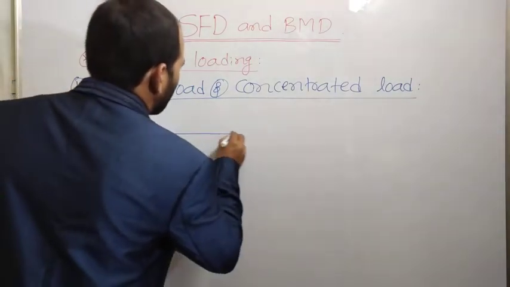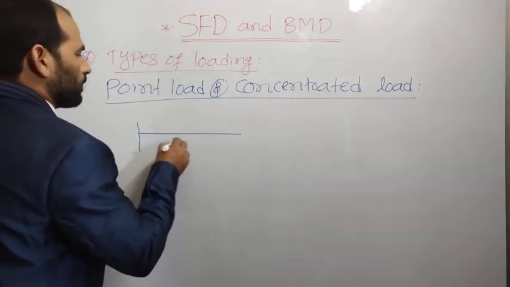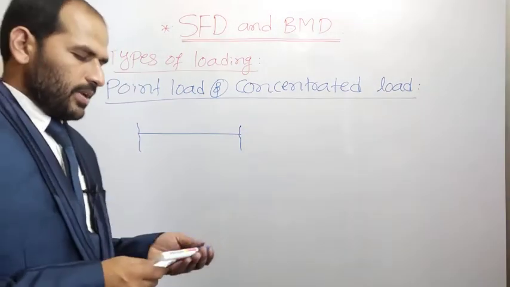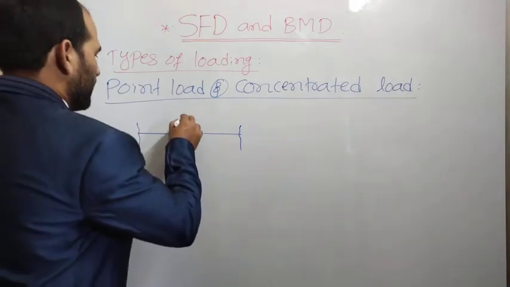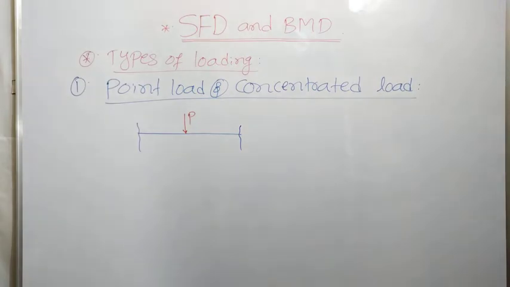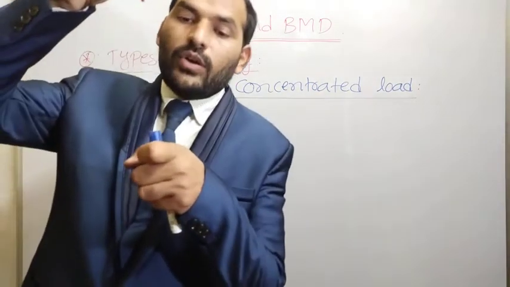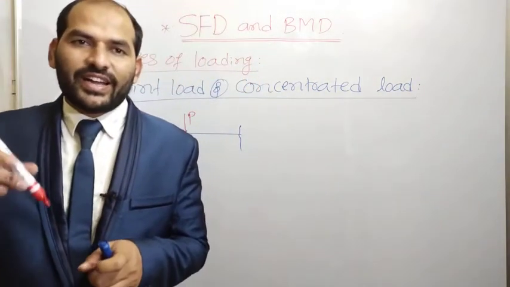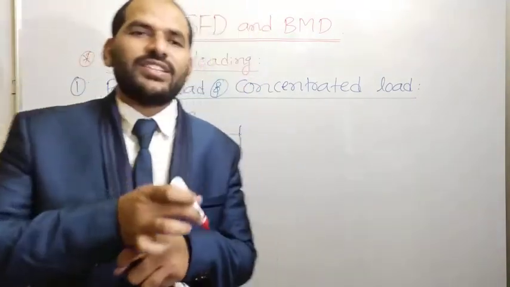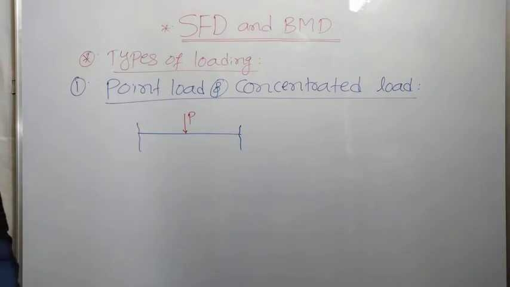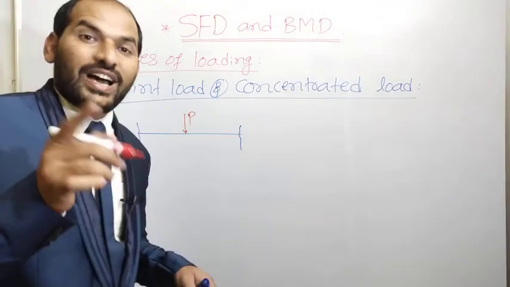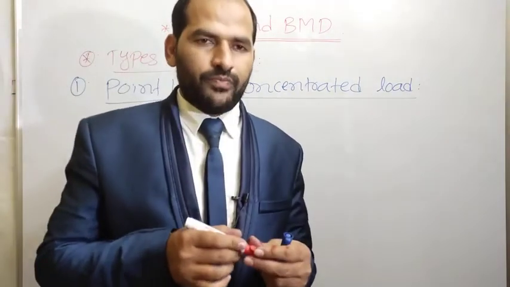For example, this is a beam. On this beam the load is acting here. This is load P. This load is acting at a point, at one place. This is called a point load or concentrated load.